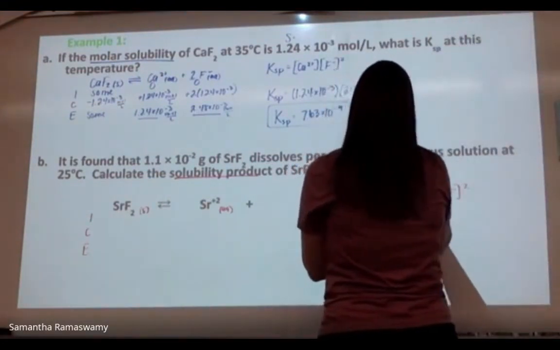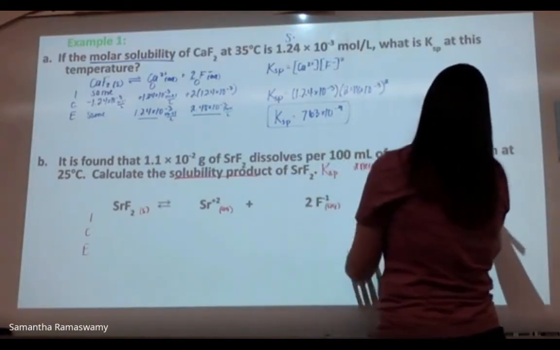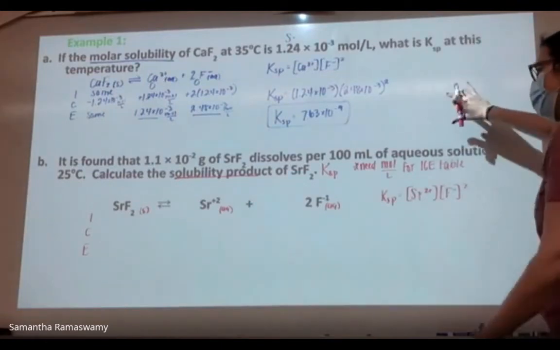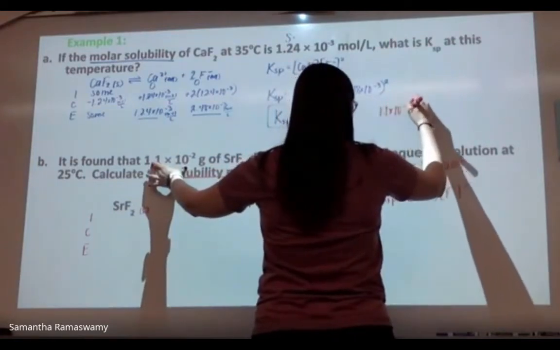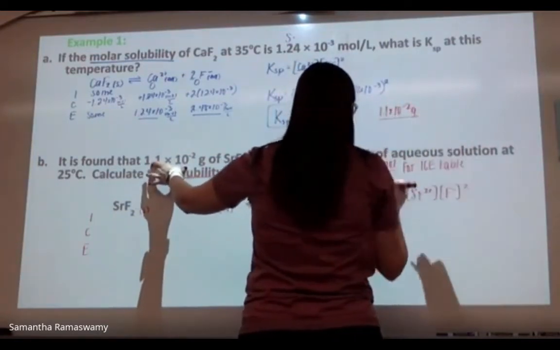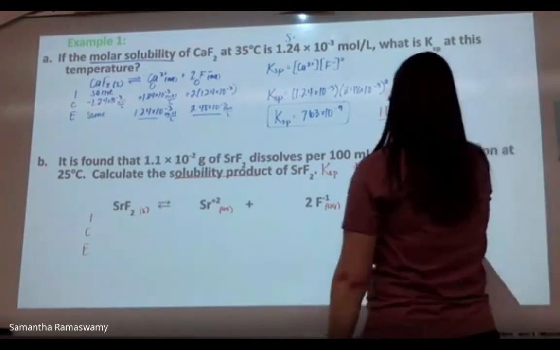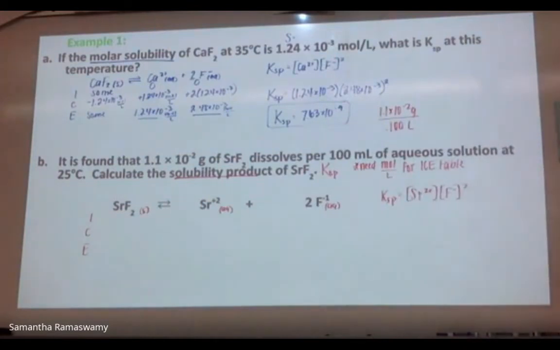So we need moles per liter for the ice table. They give me grams per milliliter. I'm going to just do it up here so that everybody can see it. So 1.1 times 10 to the negative 2nd grams, and they give me per milliliter. I can convert milliliters to liters pretty easily. That's 0.1 liters. So right now I have grams per liter.